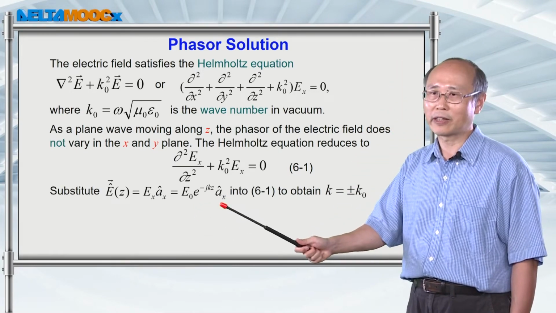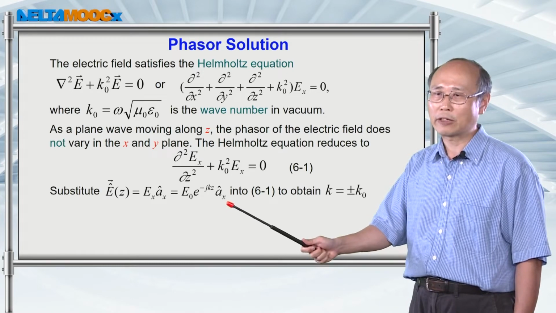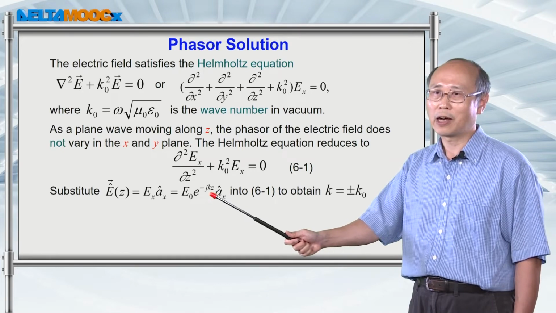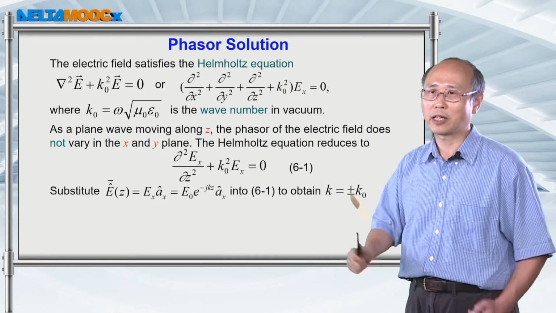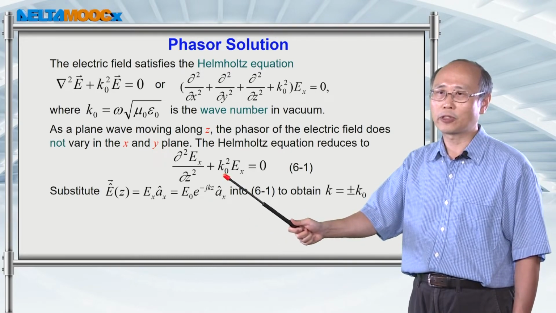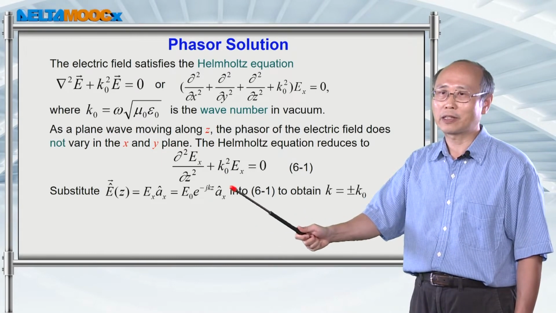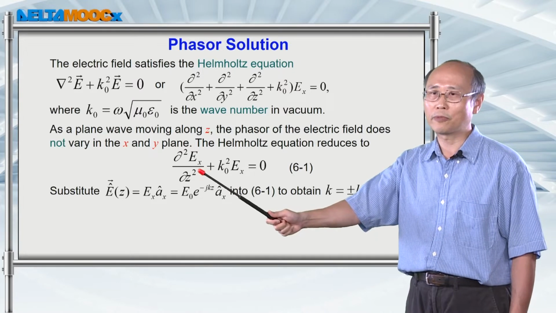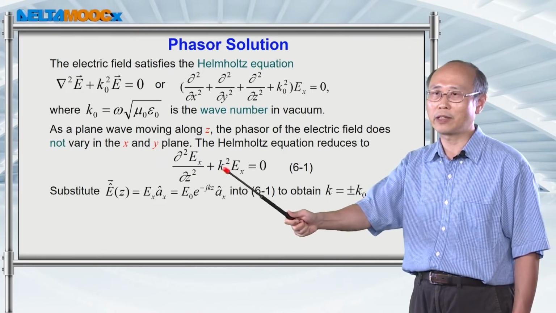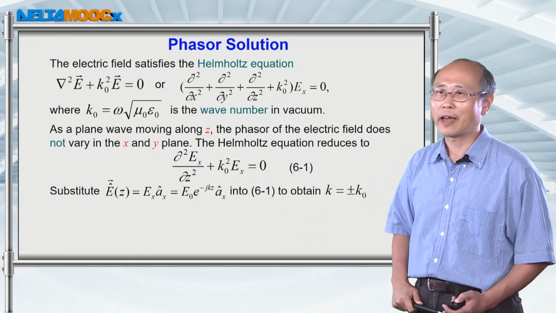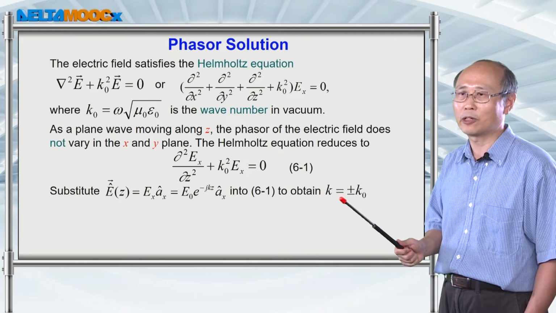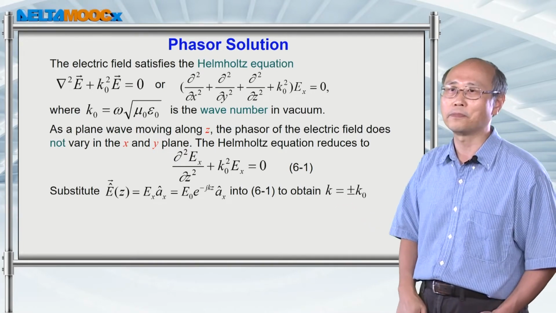Now you have a trial solution like this. We just showed this on the last page. Electric field along x direction, and then you have a propagation constant k in this complex exponential. So you just put this into the Helmholtz equation, and then immediately through this double derivative with respect to z, you get k squared plus k0 squared equal to 0. And so quickly you have this result. k is going to be equal to plus minus k0.